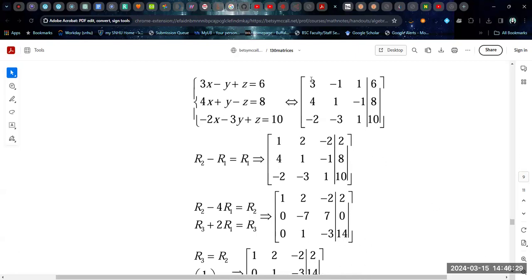Remember, ideally, we'd like this first entry here to be turned into a 1. And so the way I'm going to do this is I'm going to take R2 minus R1 and put it back in the R1 position. So 4 minus 3 gives me a 1. 1 minus a minus 1 gives me a 2. Minus 1 gives me a -2, and 8 minus 6 gives me a 2.